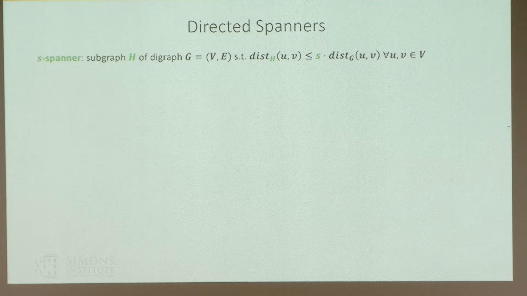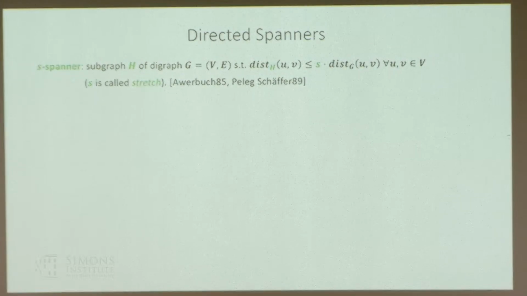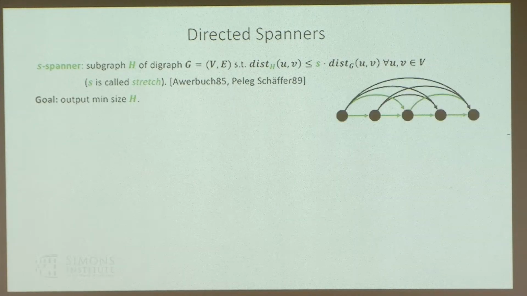So directed spanners. This is a little bit different, well, it's the same kind of object. What we're looking at here is directed graphs, and we're looking at subgraphs such that the distances are preserved between pairs of vertices up to a stretch S. We can think of S as 2, 3, log n, a small number usually. And we want such subgraphs to have minimum size.